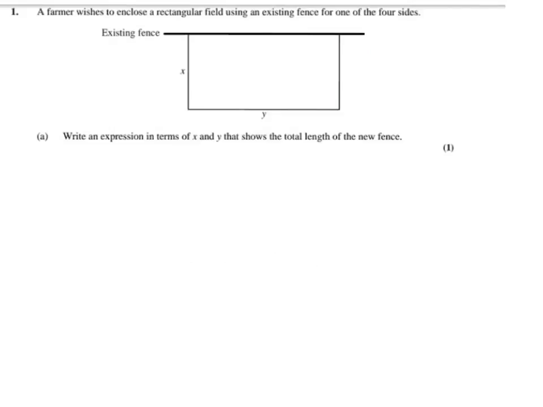Okay, so the calculus takes a while to come in. For now, this is just a regular old algebra question. So a farmer wishes to enclose a rectangular field using an existing fence. So the existing fence is right here. It's already there for one of the 4 sides. Write an expression in terms of x and y that shows the total length of the new fence.